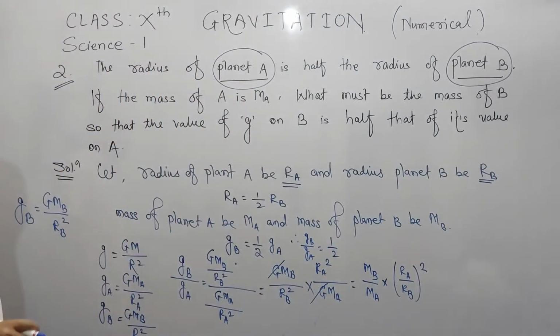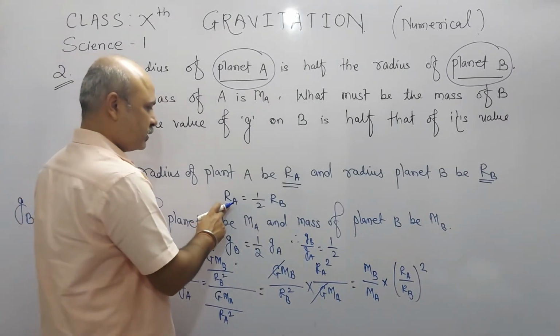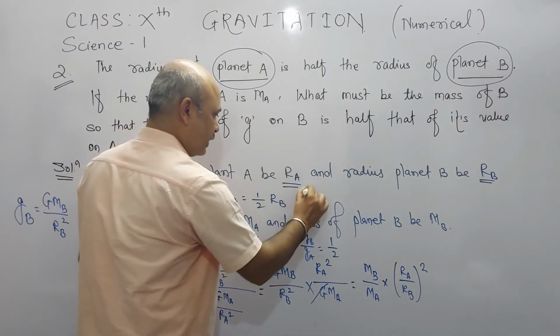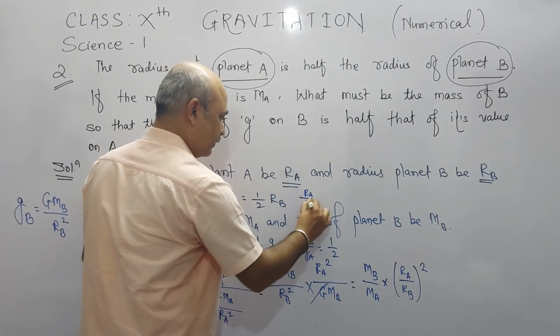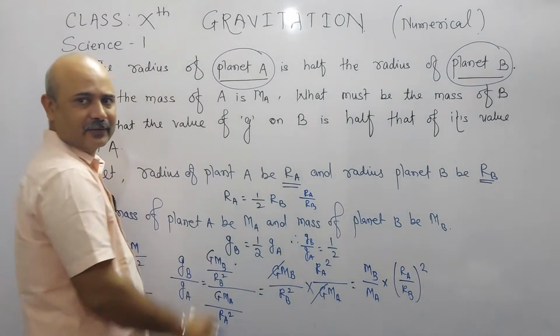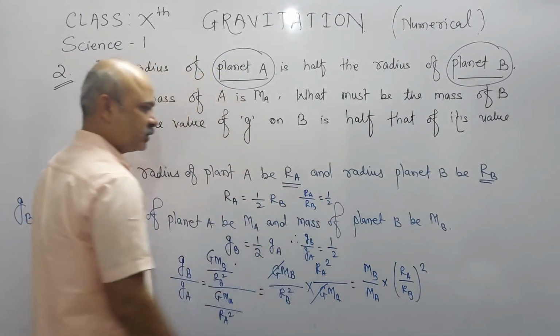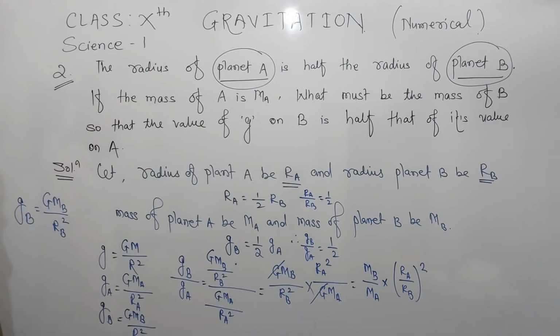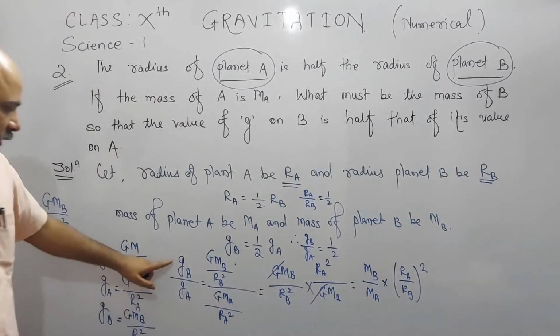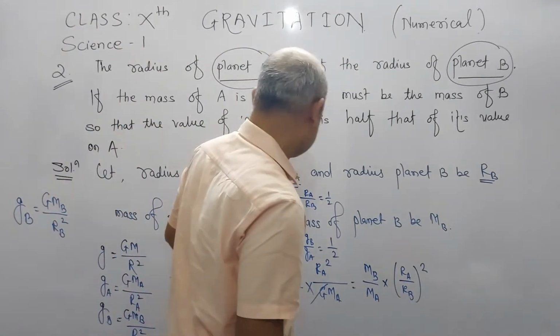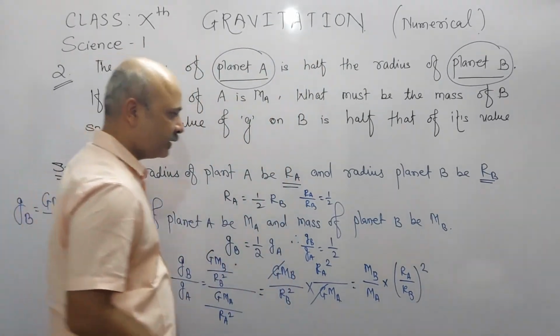And what is RA upon RB? RA is equal to 1 upon 2 RB. When you transfer RB to the left hand side, RA upon RB is equal to 1 by 2. So this is also 1 by 2 and this is also 1 by 2. So just put the value. What is GB upon GA?